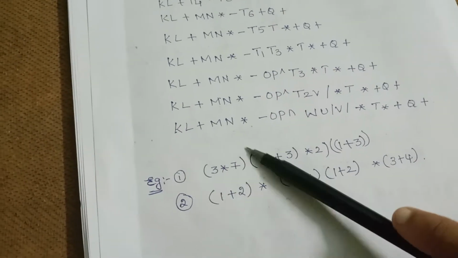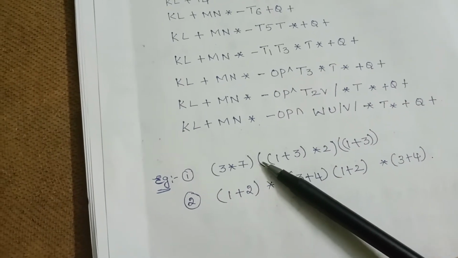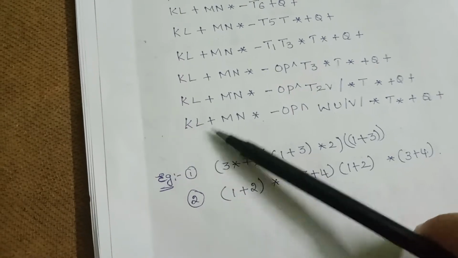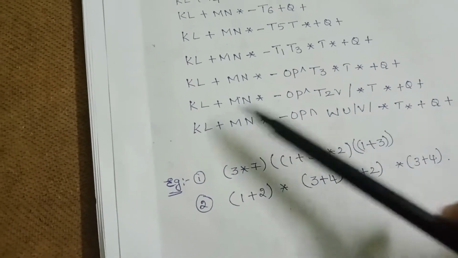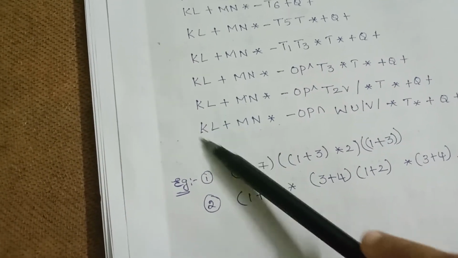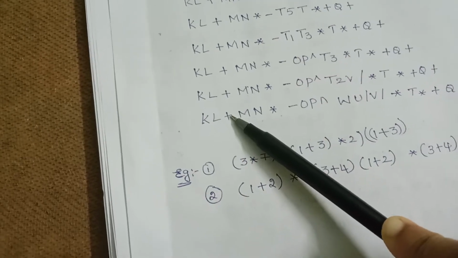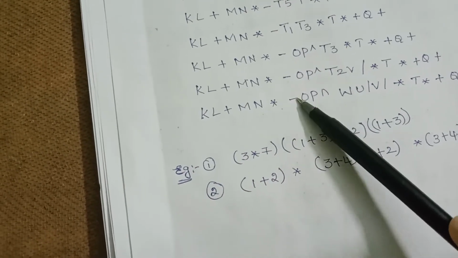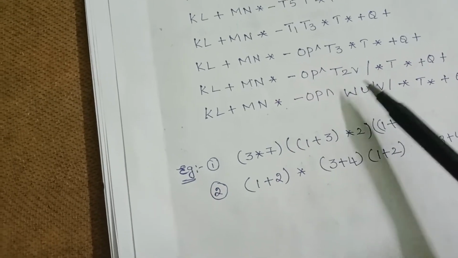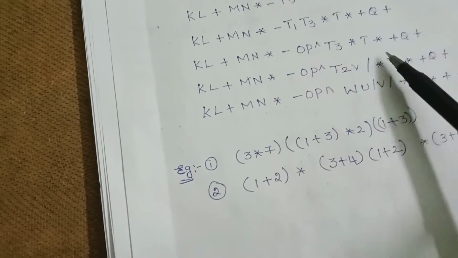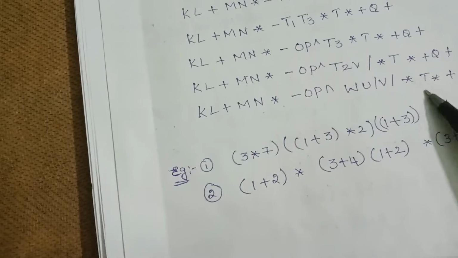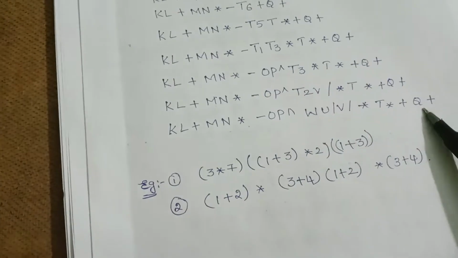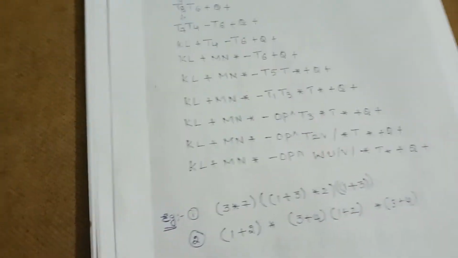So now check whether the operators have been placed at the end of the symbols or not. So here check: k l plus, m n star minus, O P cap, w u slash v slash star t star plus and q plus. So in this way we need to write the postfix notations.